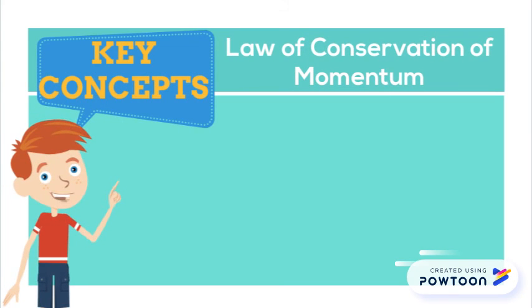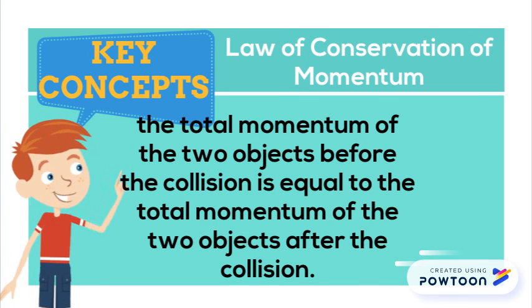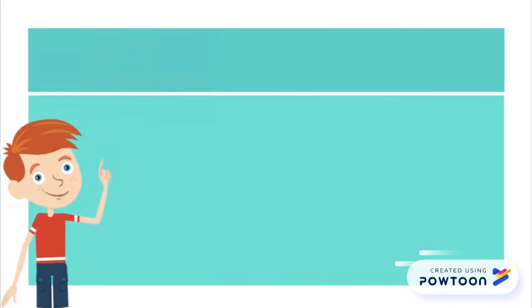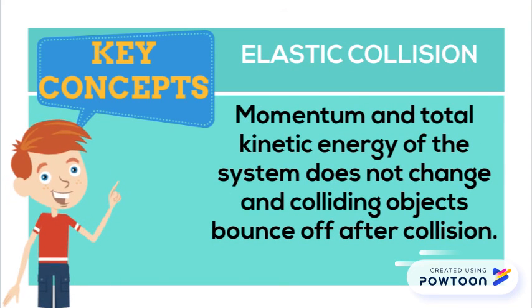Now let's review the key concepts. The total momentum of the two objects before the collision is equal to the total momentum of the two objects after the collision. In an elastic collision, momentum and the total kinetic energy of the system does not change and colliding objects bounce off after collision.